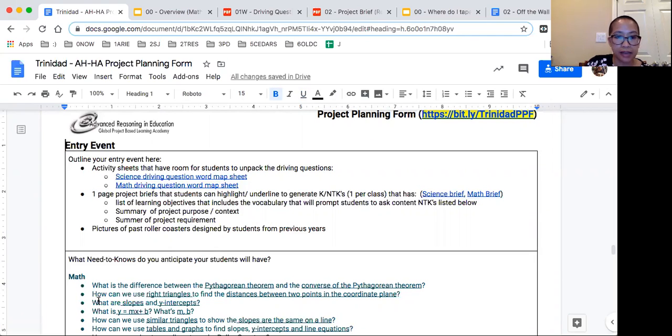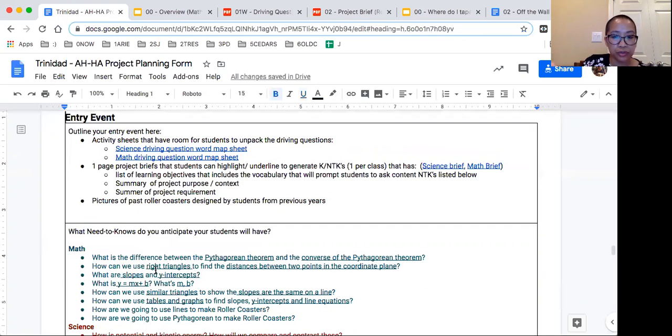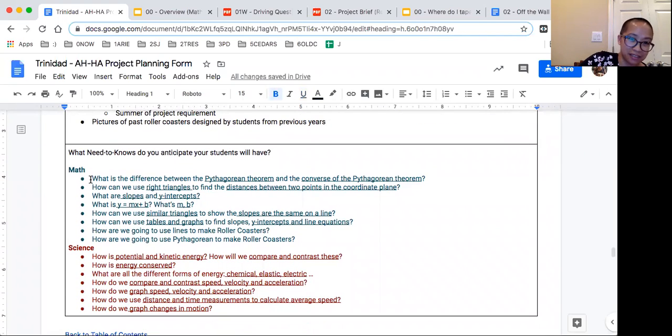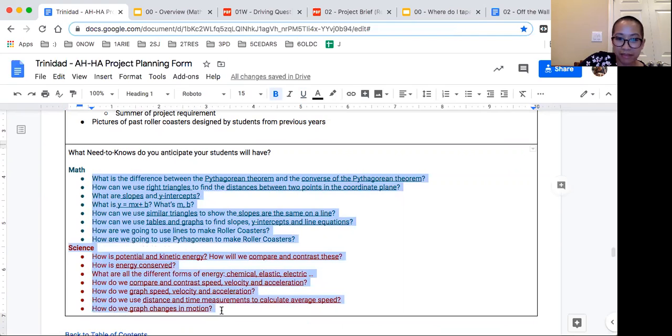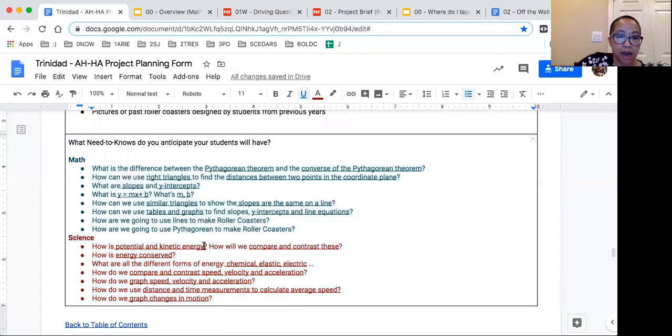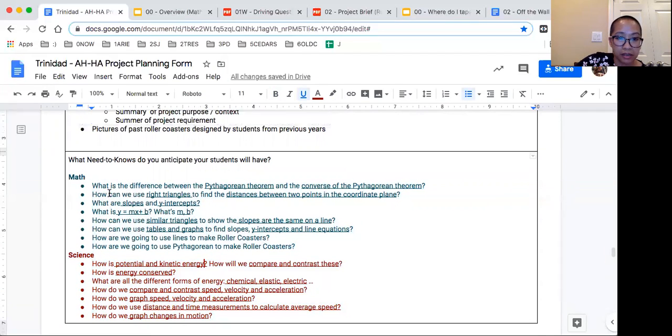One of my first things I do to make sure that the materials I prepare will generate really great need to knows is to make a dream list of need to knows that I would love my students to ask, so that way they would ask all the questions that are needed to cover the scope of the project. So I have those listed here.